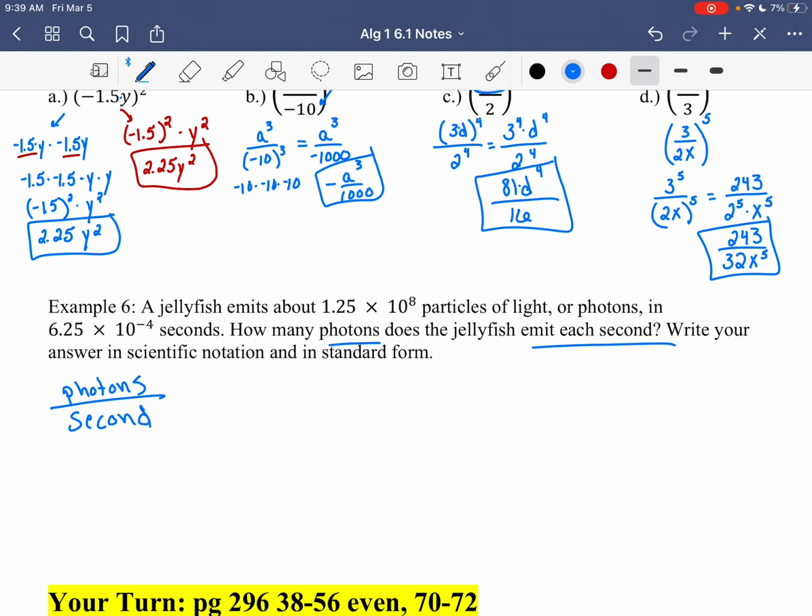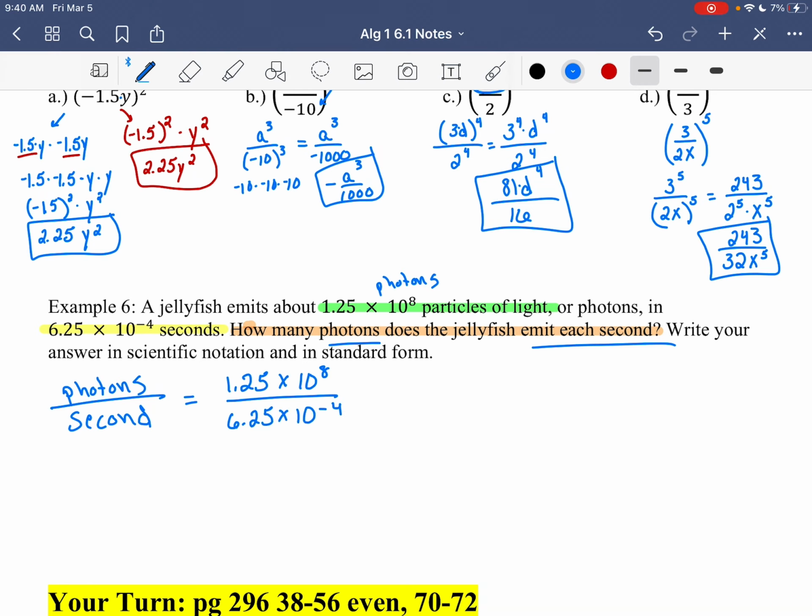So that was me, I took this sentence. How many photons does the jellyfish emit each second? So I want to know photons per second. So now let's go back and read the problem, see, do they tell me how many photons they emit? A jellyfish emits about 1.25 particles of light, or photons. So this here is the number of photons. So there's my photons. And then in this last bit is the seconds, is the time. So we have 1.25 times 10 to the 8th divided by 6.25 times 10 to the negative 4.